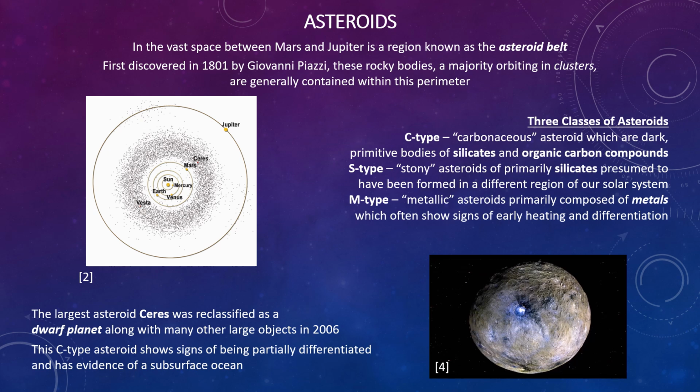The largest asteroid is Ceres, which was actually reclassified as a dwarf planet in 2006. It is technically a C-type asteroid that shows signs of being partially differentiated, and it even has evidence potentially of a subsurface ocean. So Ceres is a very interesting body, and we can see in the diagram on the left that it is located in the asteroid belt in between Mars and Jupiter.